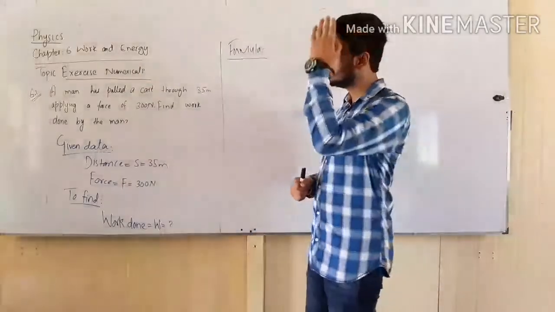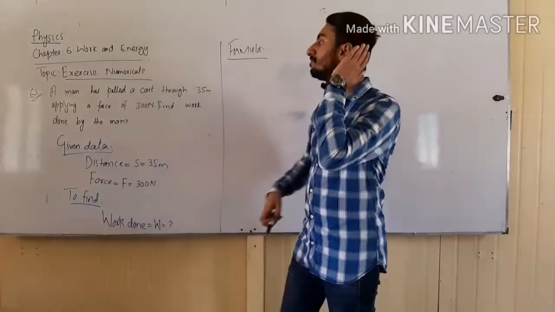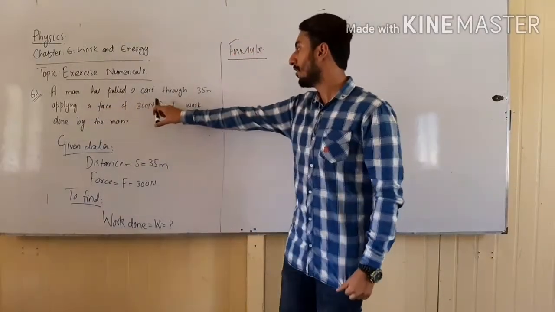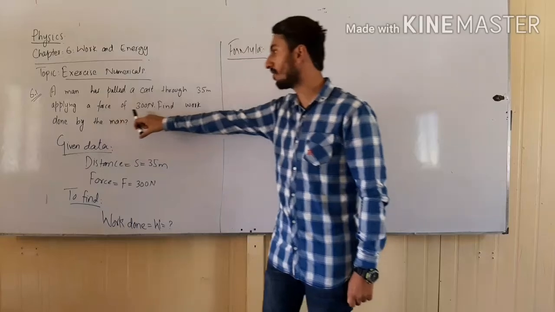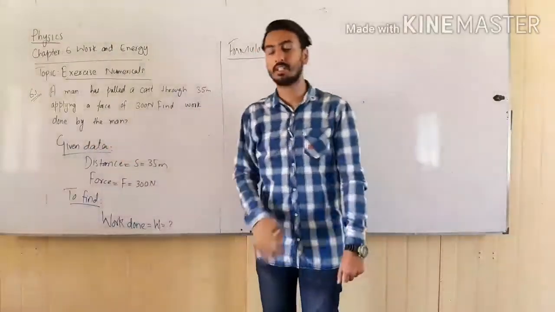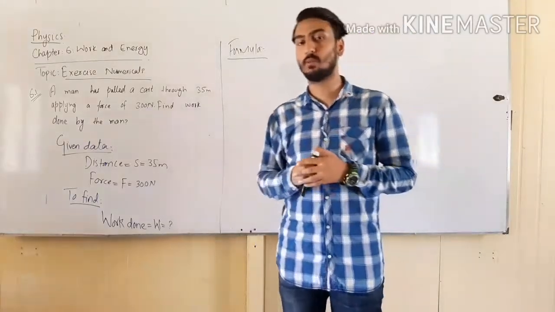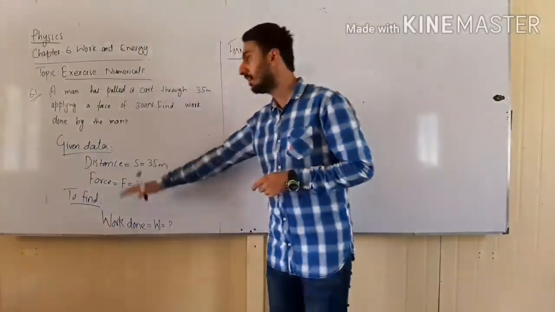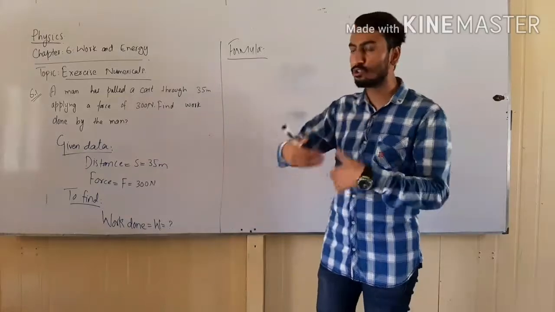Work and energy. Students, our first numerical is: a man has pulled a car through 35 meter applying a force of 300 Newton. Find work done by the man. Students, you have to solve numerical with the complete pattern of given data to find, formula, solution and result.